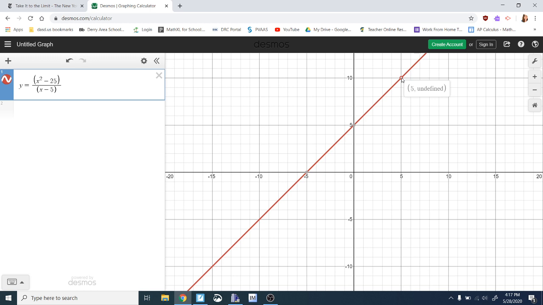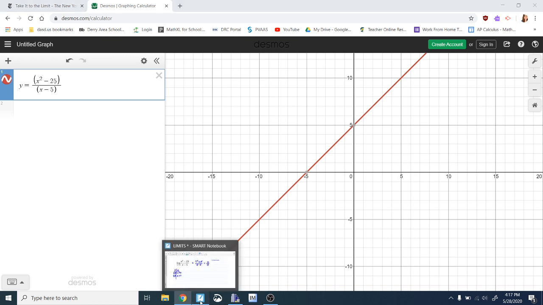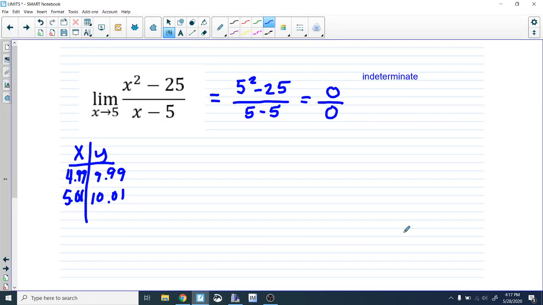So if you were to sketch this for yourself, you would sketch a line with a hole at the point 5 comma 10. But here's another take on what a limit is. Like I said, it's a sneaky boy. So if we sketch this line, I want to specifically show you that you should be putting a hole there.